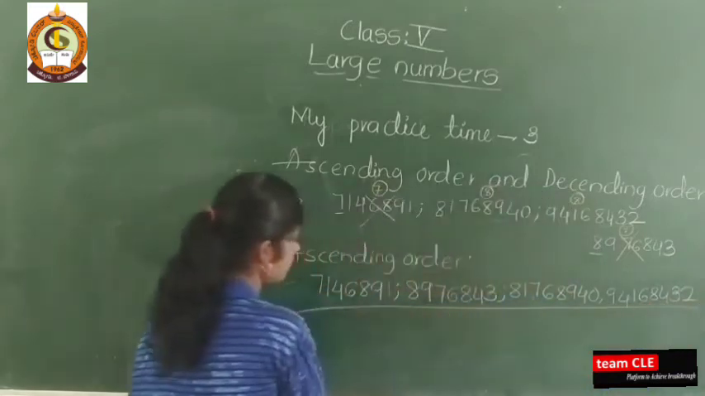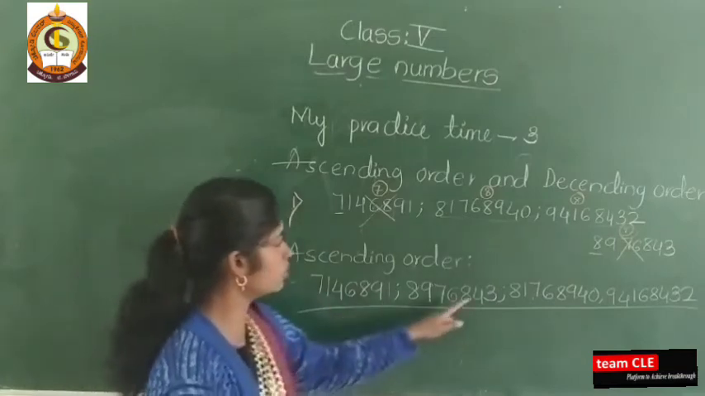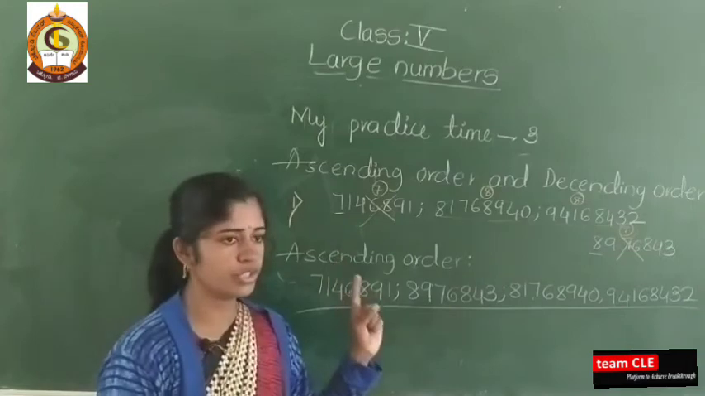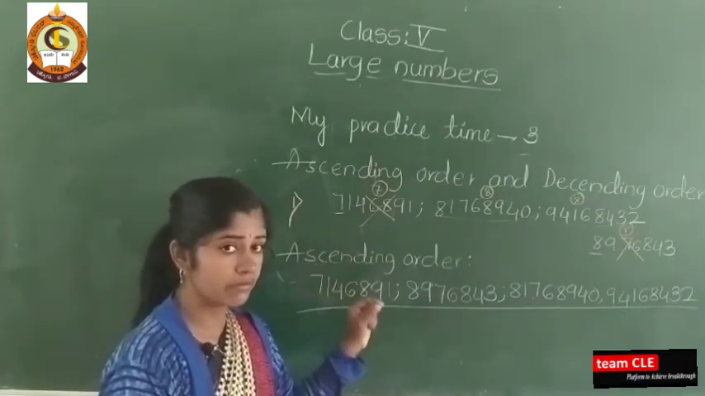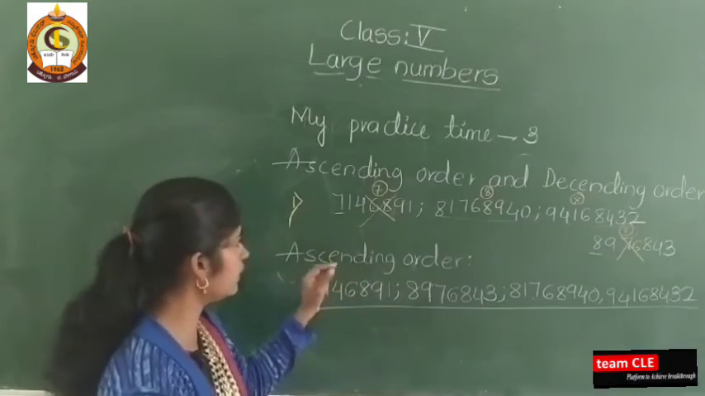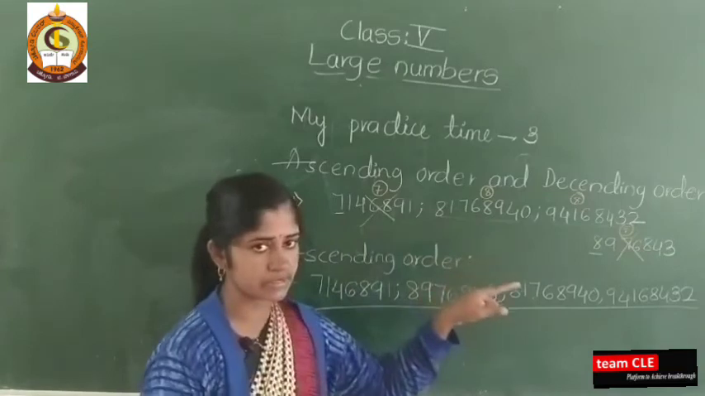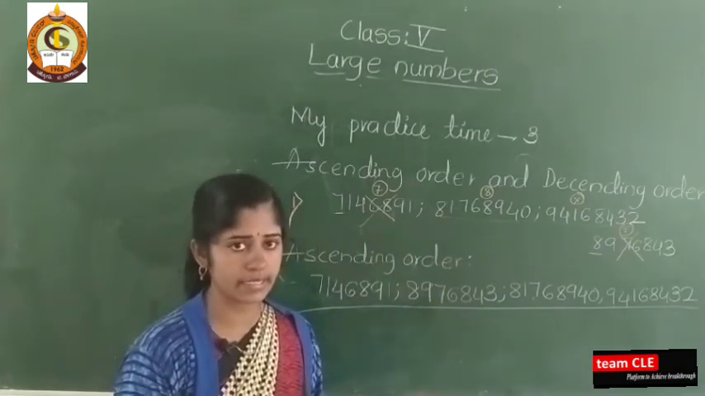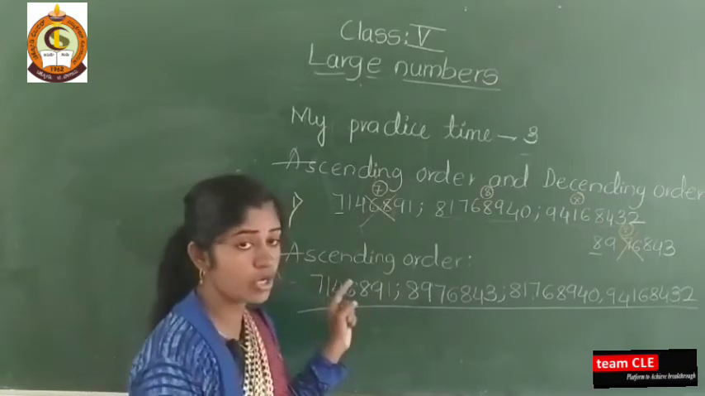So this type you have to arrange in ascending order. See here, 1, 2, 3, 4. Understood? So first you need to count the number of digits. If the digits are equal, then you need to compare the first digit. If the first digit is also the same, then you need to check the second digit. So I hope you understood how to write ascending order.